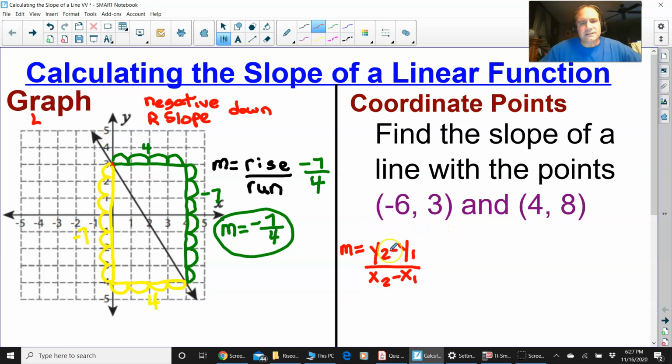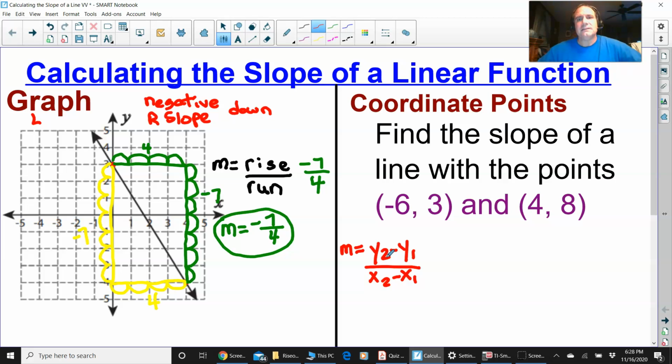So realize the change in the y's, when you subtract the y's, that is the rise. That is the rise on the top, that numerator. The denominator is the change in the x's. So when you're subtracting the x values, you're figuring out how much the run is. All right, so this is the same formula as rise over run. It just looks different, right?